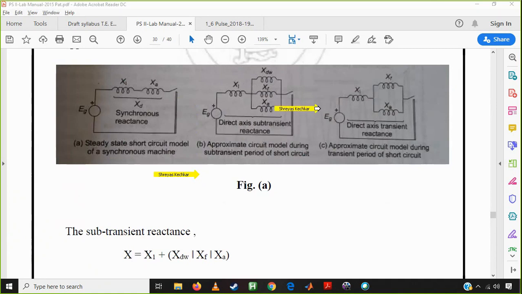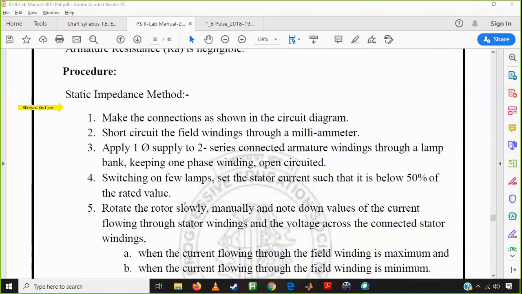Next one, in the next model, we are getting a transient period. So the damper winding reactance is neglected, or you can just remove it, and we are getting this one. And last one, Eg value, and the synchronous reactance. So next one, what is the procedure?